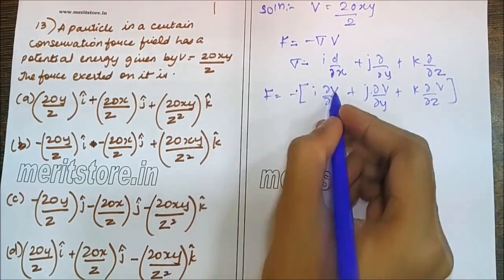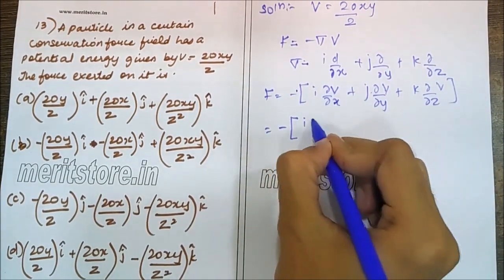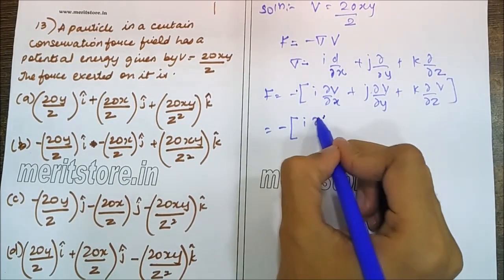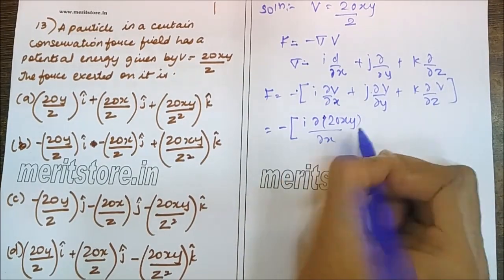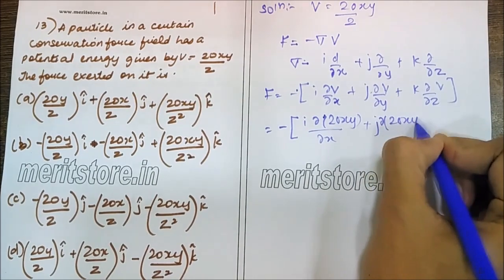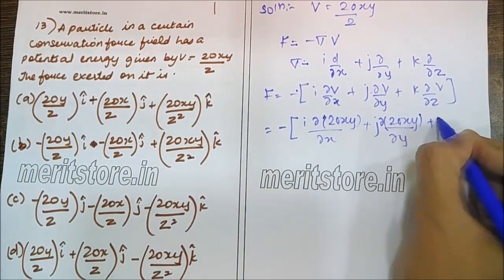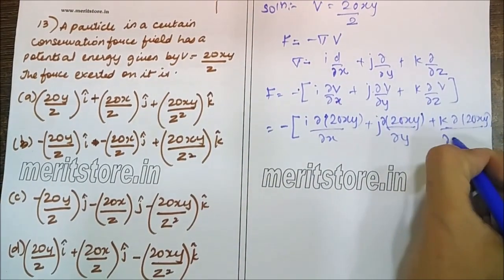Okay, on putting V as a function of x and y into these terms, we get minus i ∂(20xy)/∂x plus j ∂(20xy)/∂y plus k ∂(20xy)/∂z.